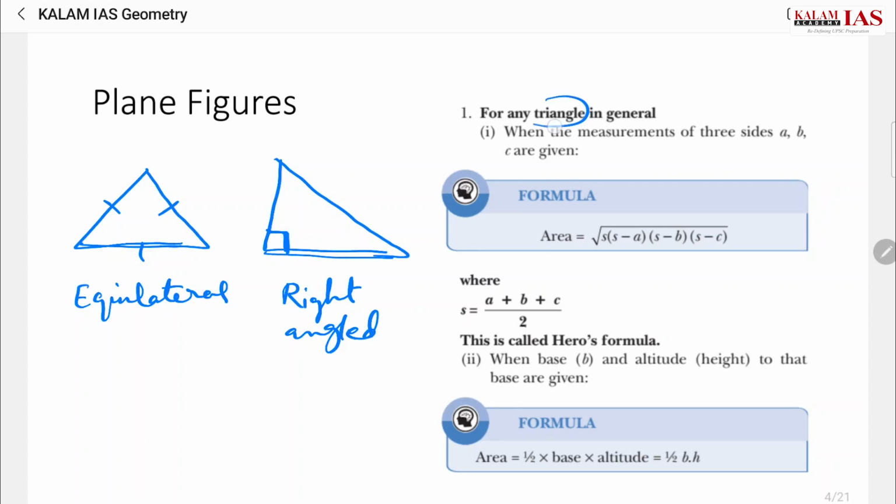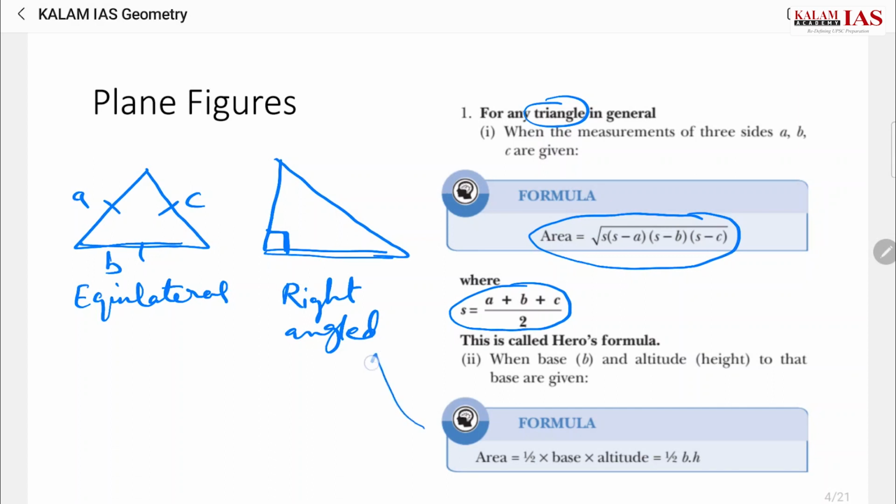For any triangle in general, the formula for area is under root s into s minus a, into s minus b, into s minus c. S is the value which is given by a plus b plus c by 2, and a, b, c are three sides of the triangle. So area will be simply substituting these values and we can find the area. For right angle triangle, the area is half into base into height. Base is this length which is given by b, and height is this length which is given by h. So it is half into base into height. And for general triangles, it is given by this square root formula.